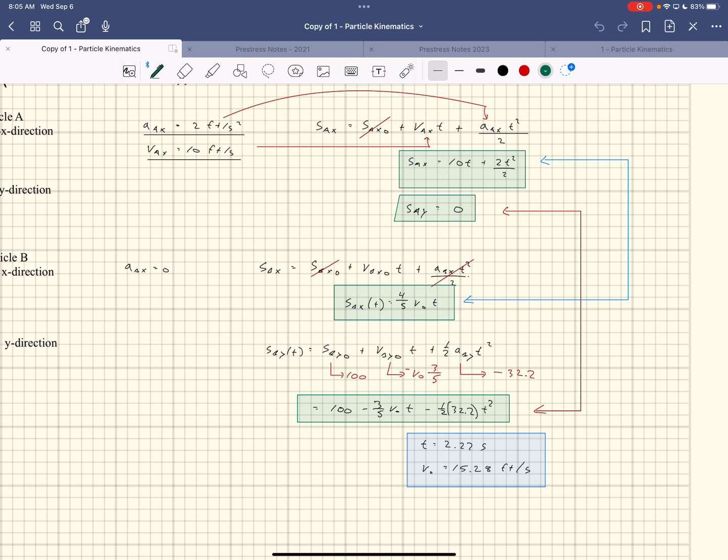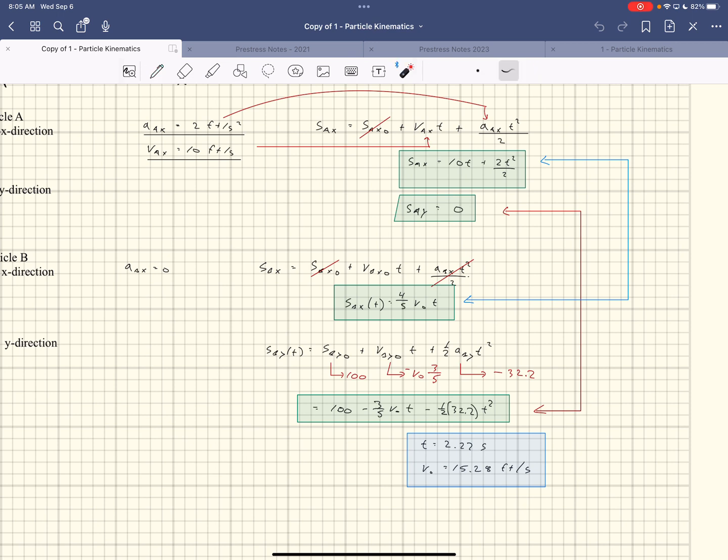Came up with equations of A in the X and Y direction, and then particle B in the X and Y direction. And in order for them to hit each other, you set the position of A equal to the position of B, so you end up with two equations and two unknowns. That's what we did right at the very end last time.